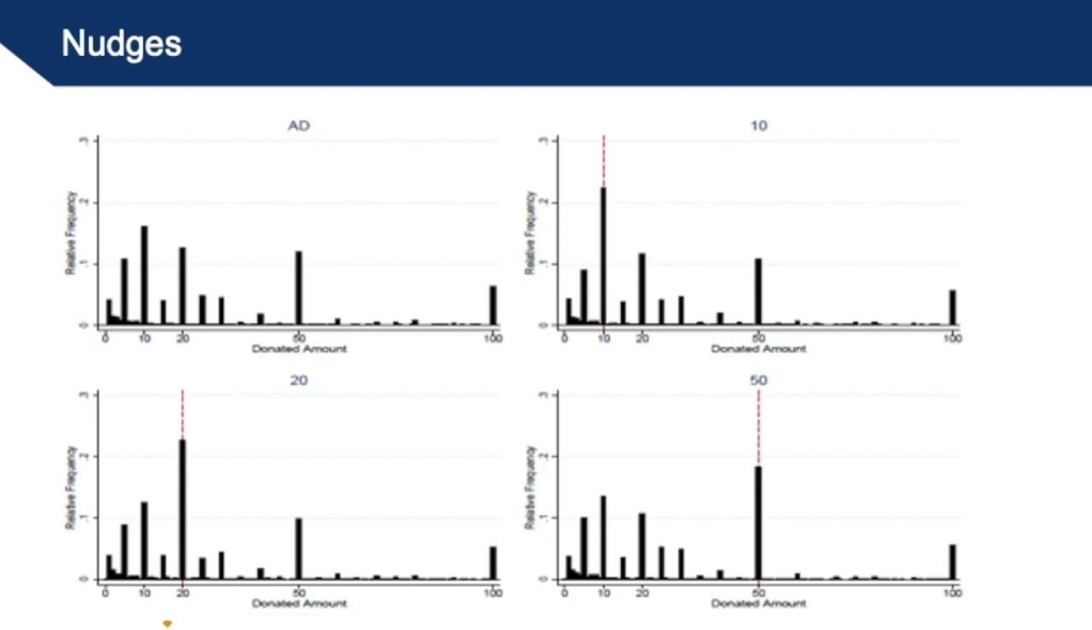If we set a default of $20 to be donated, then you can see a spike in these $20 donations. And bottom right, if we set a default of $50, then we can see a spike even there at the $50 donation level. So what we see here is a so-called default effect: people tend to just follow defaults that have been set for them.